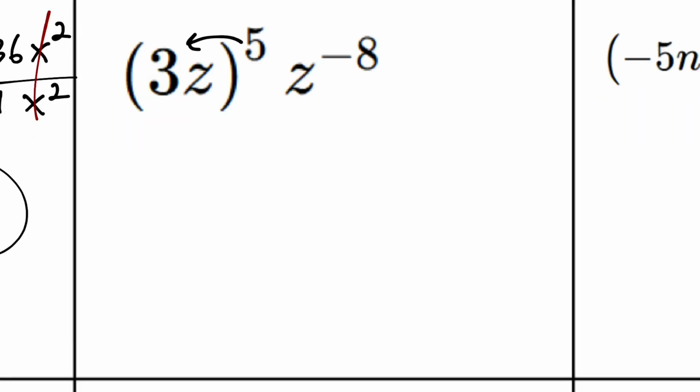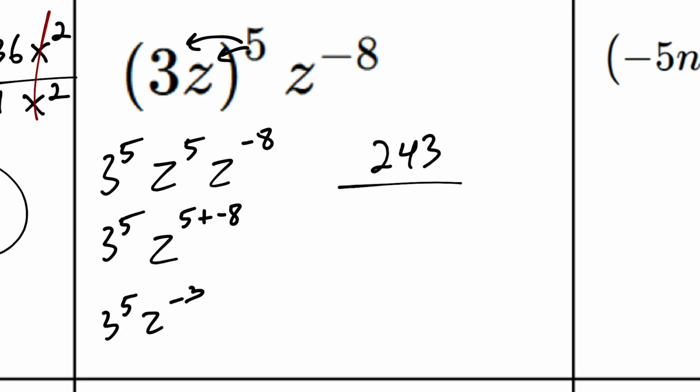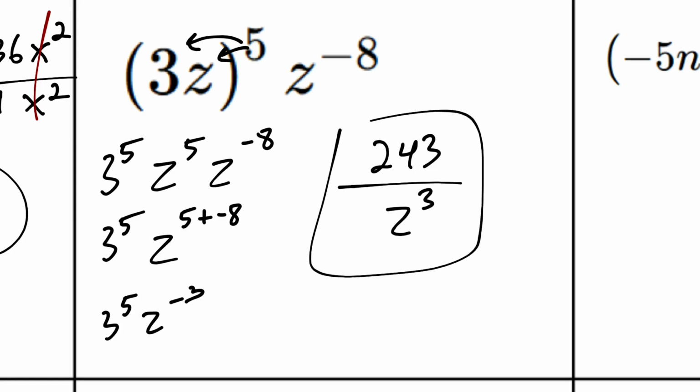We distribute the 5. This is like 3 to the 5th, z to the 5th, z to the negative 8. We can add together, so we have 3 to the 5th, and then we have z to the 5 plus a negative 8. So this is like 3 to the 5th, z to the negative 3. 3 to the 5th is 243. To make this exponent positive, we move it to the bottom, and there's our answer.